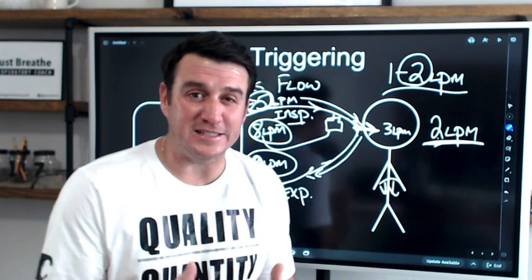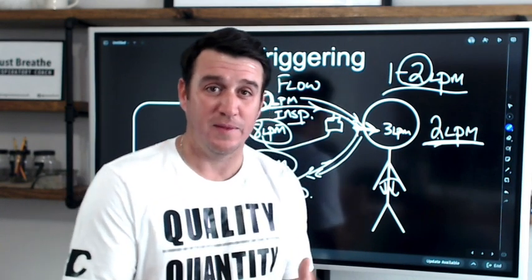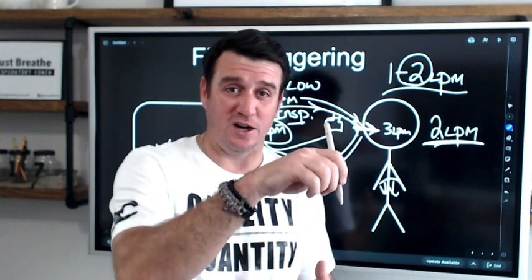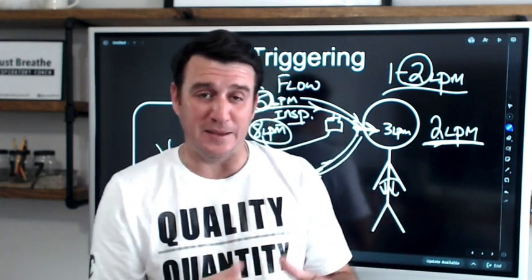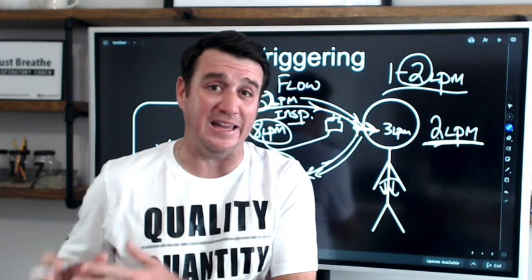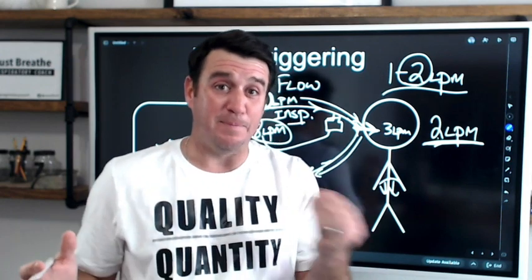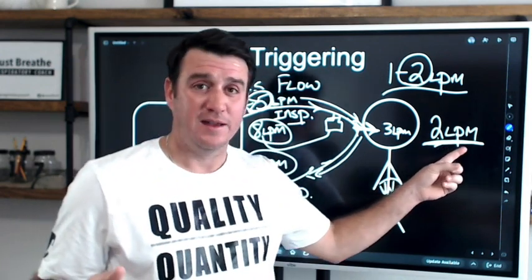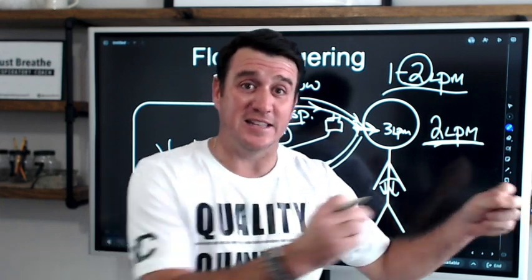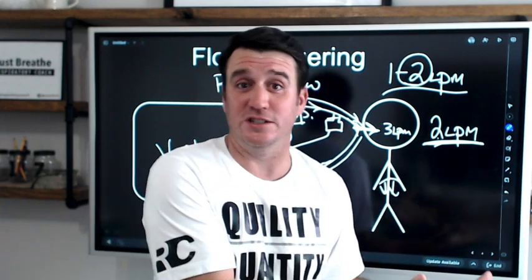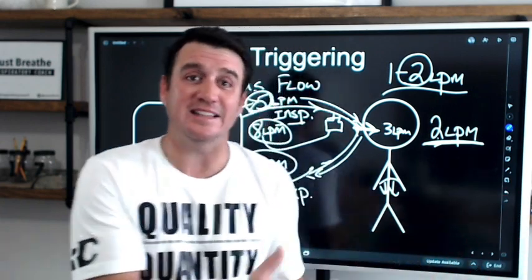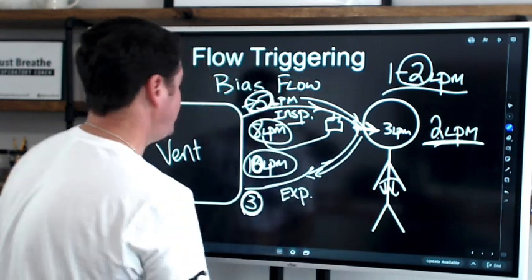So you have to understand that this is how flow triggering works. However much bias flow is going out, it is going to be compared to however much comes back. And if there's any missing, depending on where you have your setting at, then it's going to think that it is a breath, or it's going to say the patient's not trying to breathe. And that's how flow triggering works.